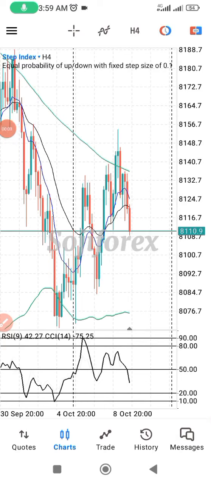Hey, in this video we want to look at a scalping strategy for the Step Index. We will be considering how to scalp the Deriv Step Index, and to do that we'll be using these indicators.